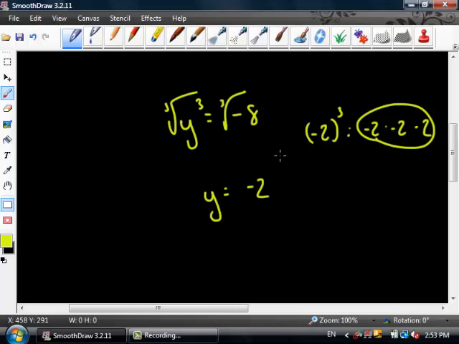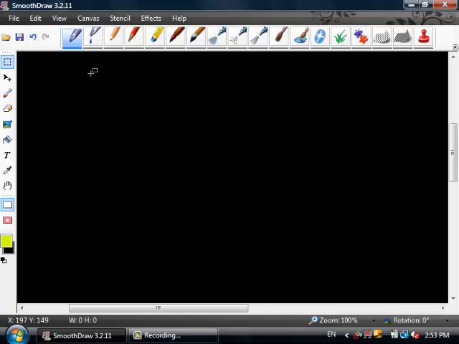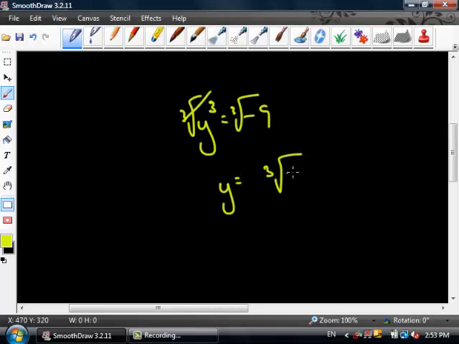But what if it doesn't have a cube? If it was y to the 4th equals negative 16, something like that. But if it was y to the 3rd equals negative 9, you wouldn't be able to cube that evenly? No, you wouldn't be able to. So there'd be no solution? No, if it was y to the 3rd equals negative 9, you would take the cube root of both sides, and it would be y equals the cube root of negative 9.